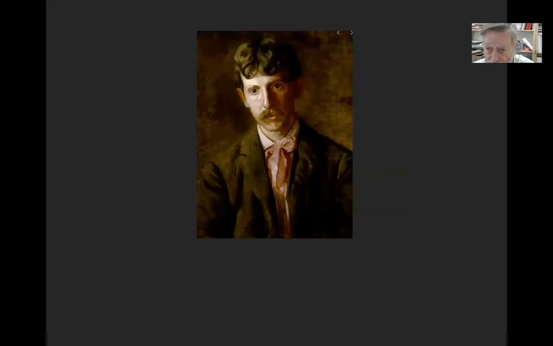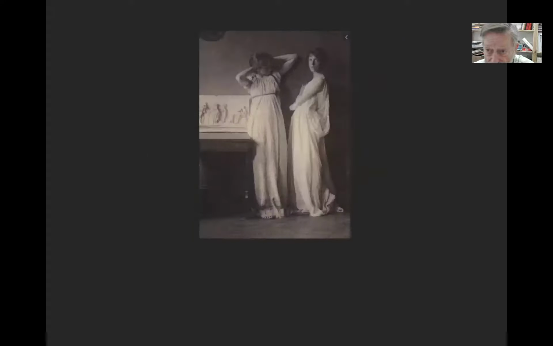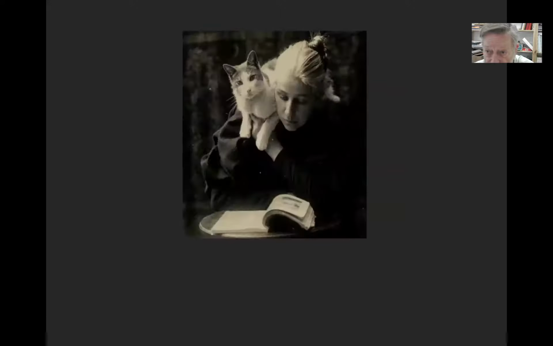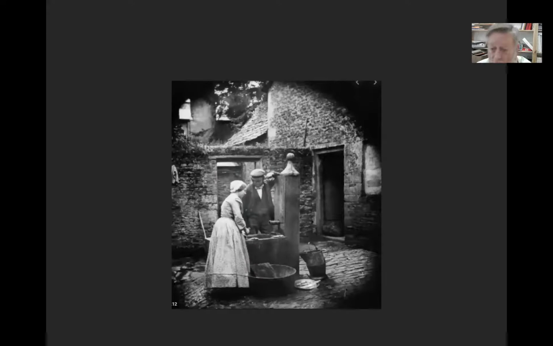This is one of Eakins' paintings. And that's John Wordsworth Longfellow. That's a very striking photograph. A girl reading with a cat on her shoulder. And that's Eakins himself.